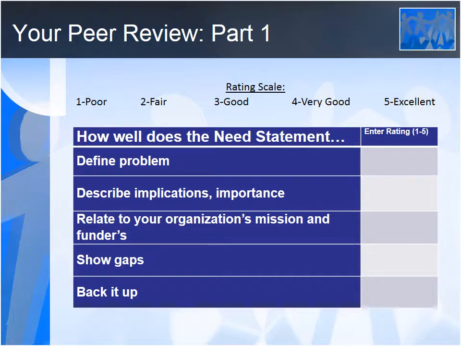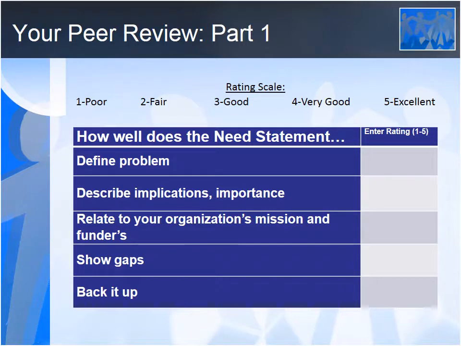Then on Monday, you're going to be given 2 needs statements written by peers in the class. And you're going to read their needs statement and you're going to give an assessment as to how well you think they did these things. Now, this is part 1. So you're going to, on a scale of 1 to 5, rate how well does their needs statement define the problem, describe implications or importance, relate to their organization's mission and their funder's mission, show gaps, and back it up with personal stories and statistics. So you're going to give it a rating of 1 to 5.